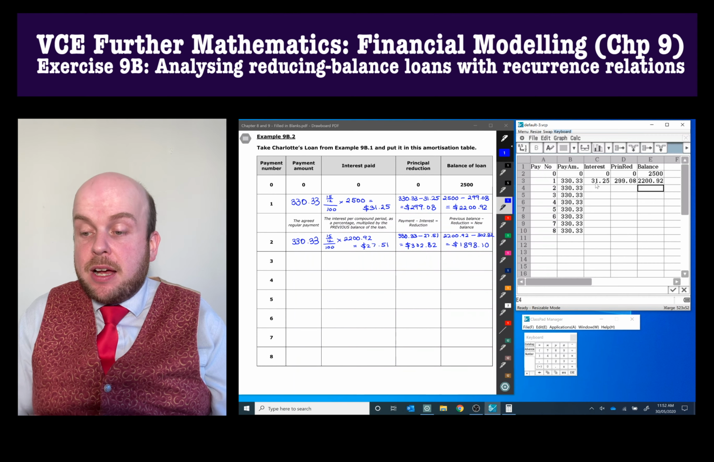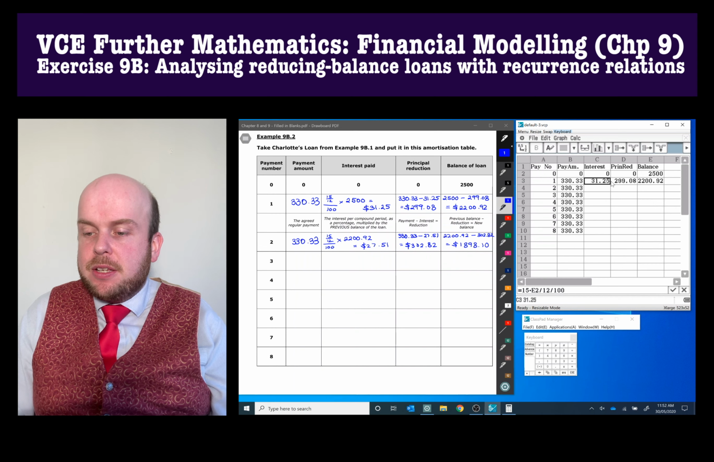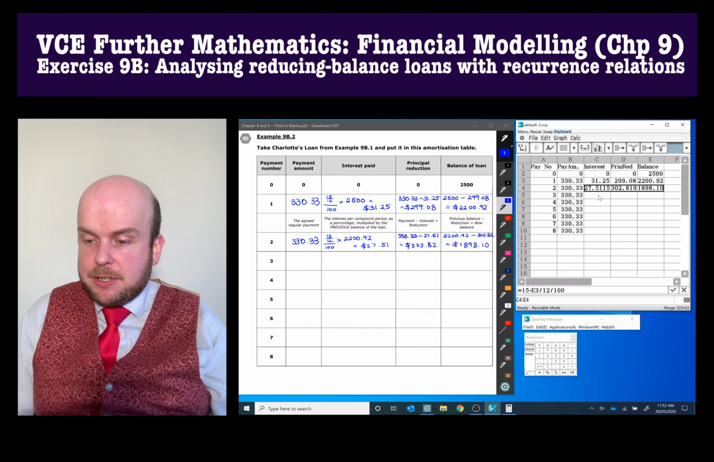So now I just need to replicate these formulas in the next few rows. So I'm going to highlight, press copy, then go down a row and press paste. As you can see here, it has gone and filled in the next one for us. And then once again.